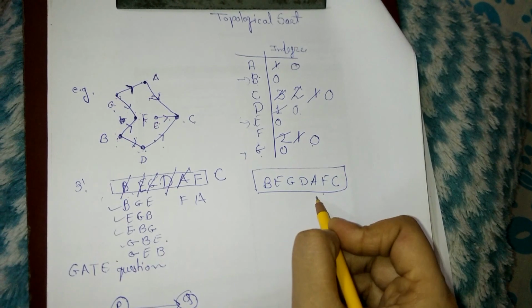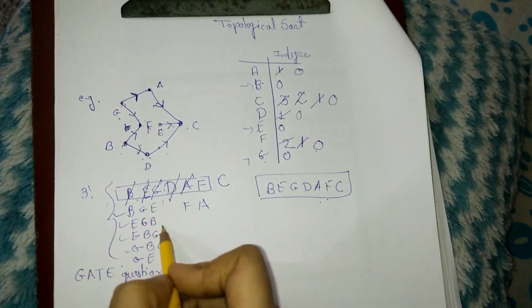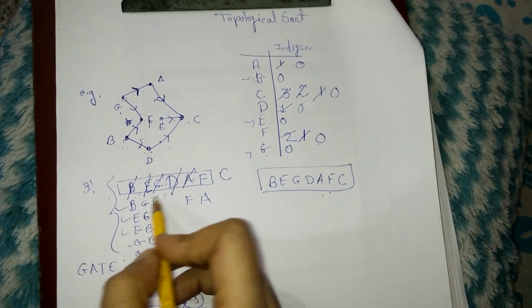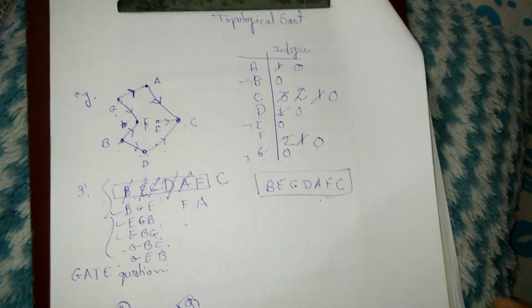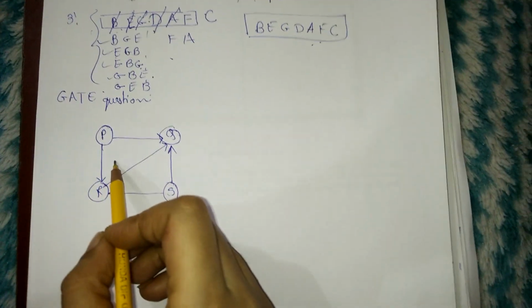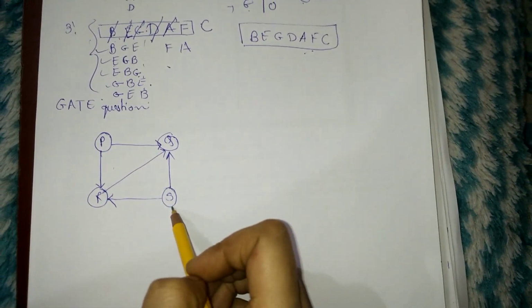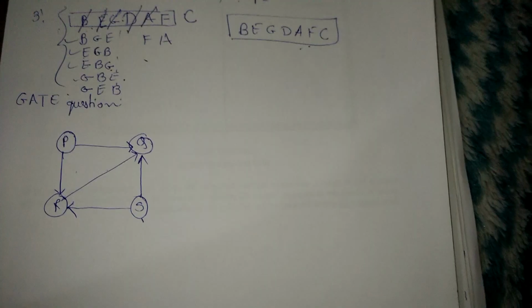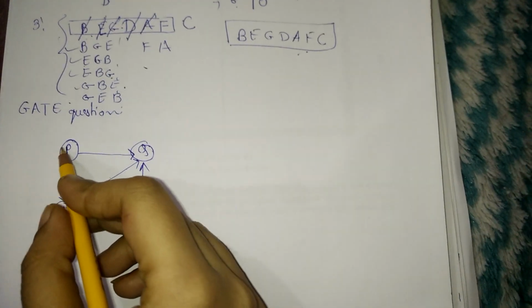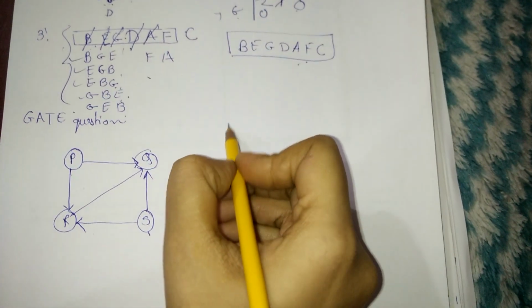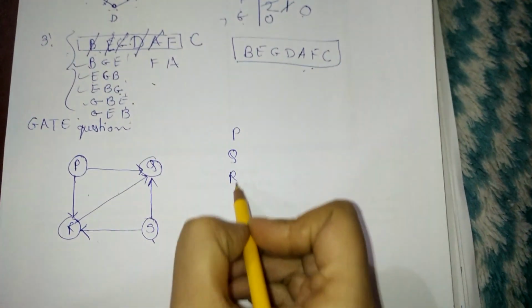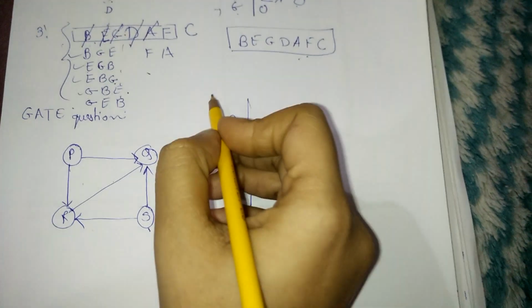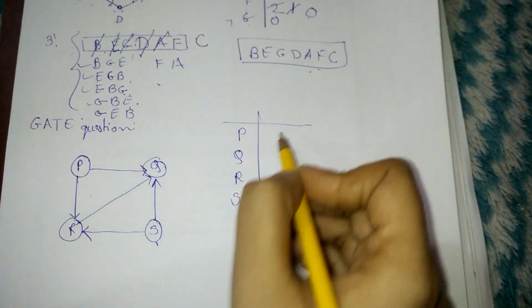But this is not the only sequence. We can have other sequences also, which can be a combination of this. Now let us see the GATE question that has been asked on the basis of topological sort. The graph is given and it has been asked, what will be the topological sort for this graph? Now we have to find the topological sort for this graph. So first write down the nodes of this graph, and after that the in degree of each node.